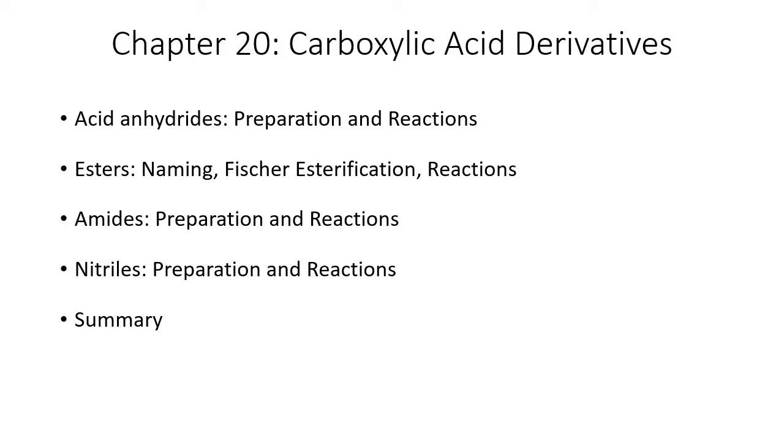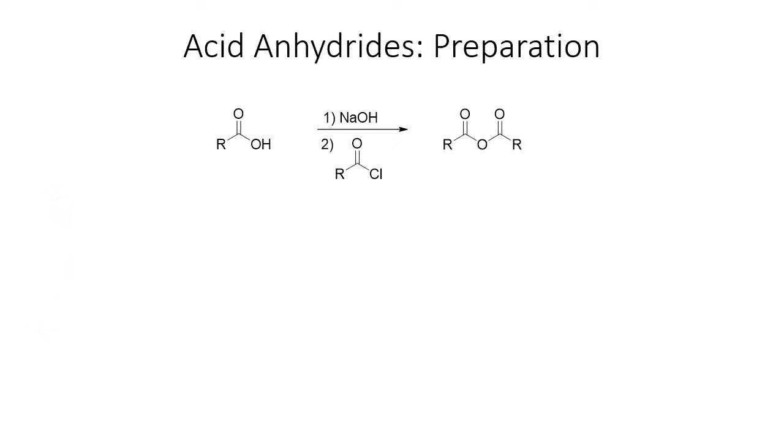In this final video for Chapter 20, we will go over acid anhydrides, esters, amides, nitriles, and give a brief summary. Acid anhydrides can be prepared from carboxylic acids using sodium hydroxide as well as an acid chloride.